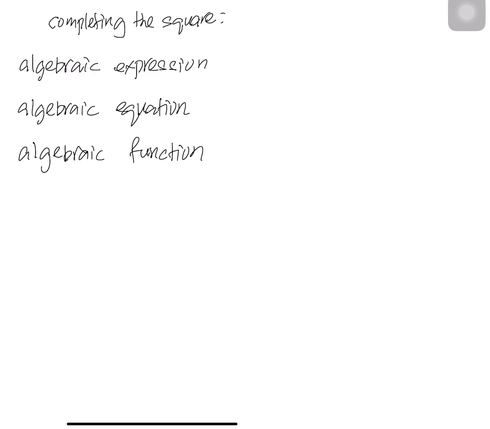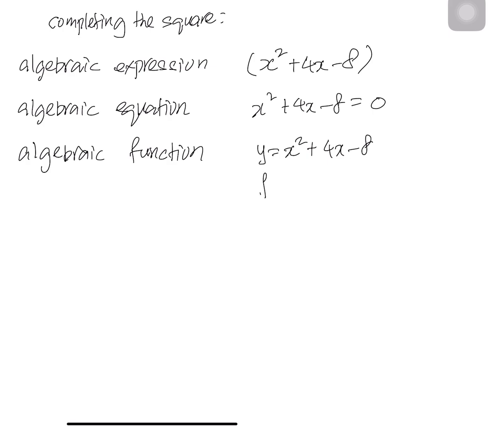For algebraic expressions, for example, a quadratic algebraic expression will be something like this. It's just an expression representing numbers. Algebraic equations themselves tell us that there is an equal sign, equal to 0. That's an algebraic equation. Algebraic functions, just like our quadratic functions, can be something like y equals, or sometimes they write it f(x), a function of x. So that is the three forms.